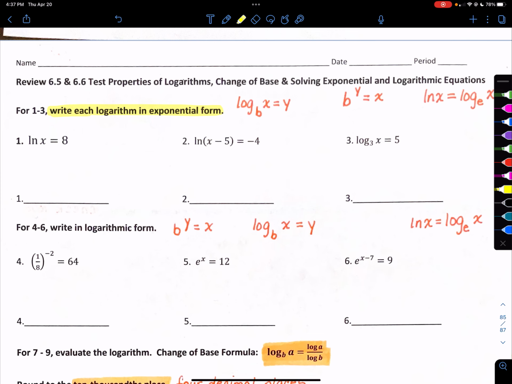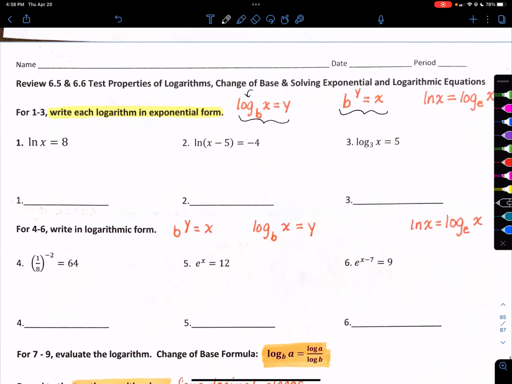So first thing we're going to do is look for the base, and then look for the exponent and look for the argument. We need to be able to identify all three pieces. Number 1, 2, and 3 are in log form. So when I have something that is in log form, that's when we know it has the term log with it. And then we're going to convert that into exponential form.